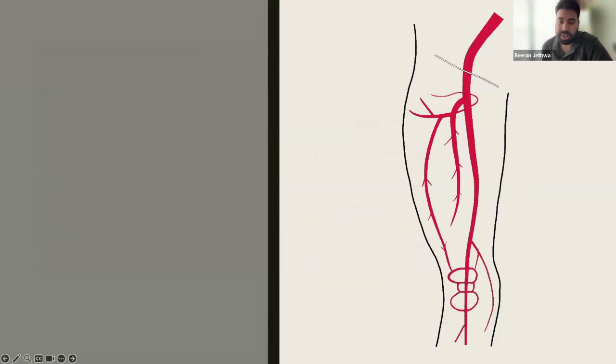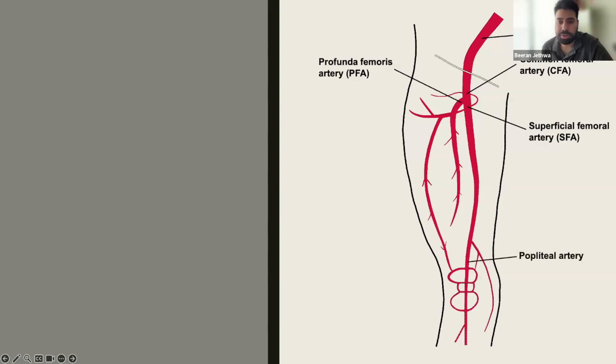So let's first look at the primary arterial blood supply to the lower limb. Blood first reaches the lower limb by the external iliac artery. As it crosses the inguinal ligament, it is renamed the common femoral artery. This divides into the superficial femoral artery and deep femoral artery, also known as profunda femoris. Blood continues down the thigh in the superficial femoral artery. As it approaches the knee, it is renamed the popliteal artery before it continues down the leg.